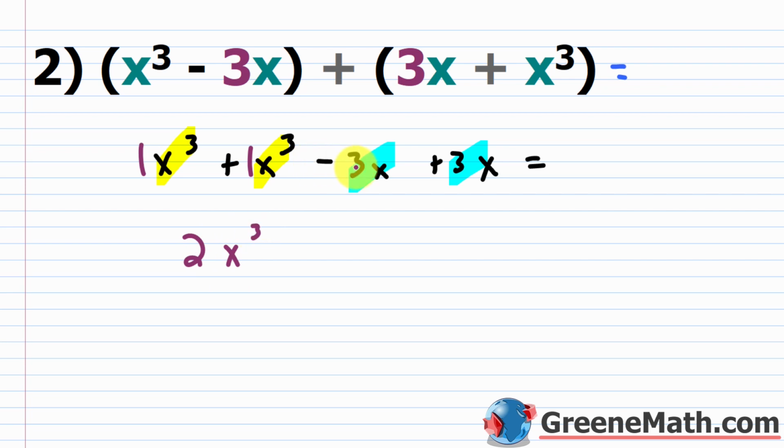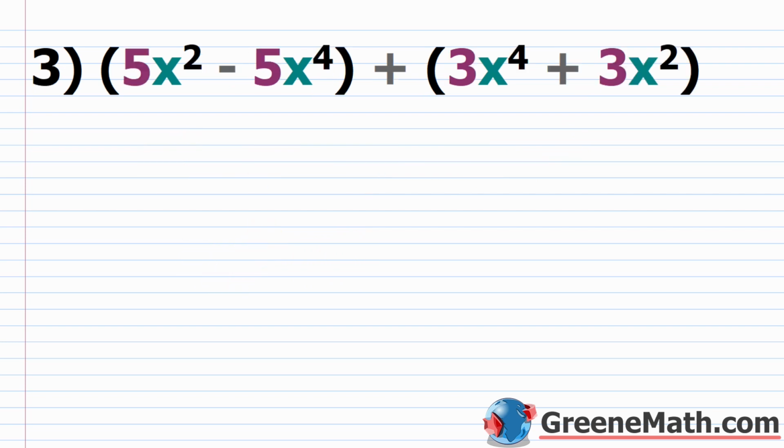Here I have negative 3x plus 3x. Well, basically these guys are opposites, right? Negative 3 and 3 are opposites. We have opposite coefficients, so this is just going to cancel and become 0. You can line it out or you can put plus 0, whatever you want to do. But at the end of the day, it's gone. So you just have 2x cubed. Okay, let's look at another one.